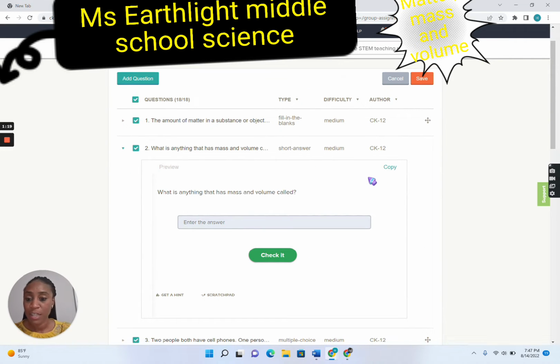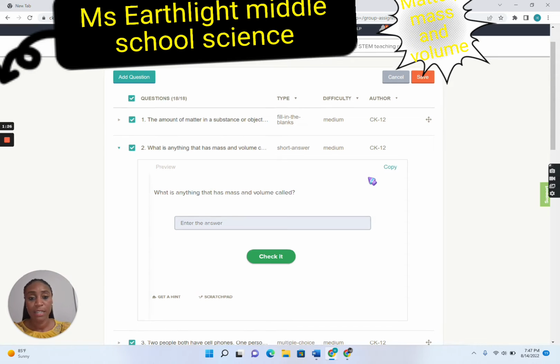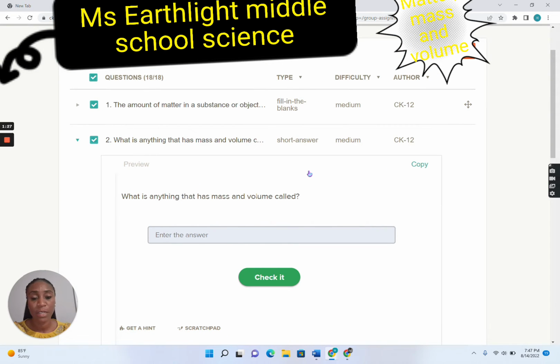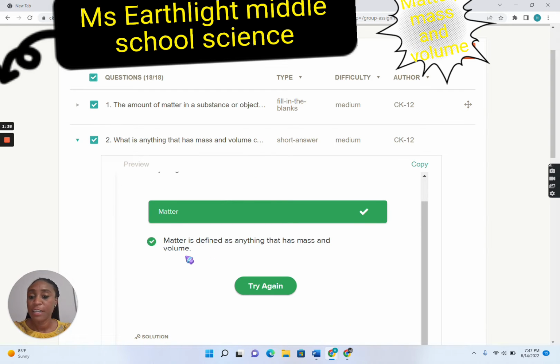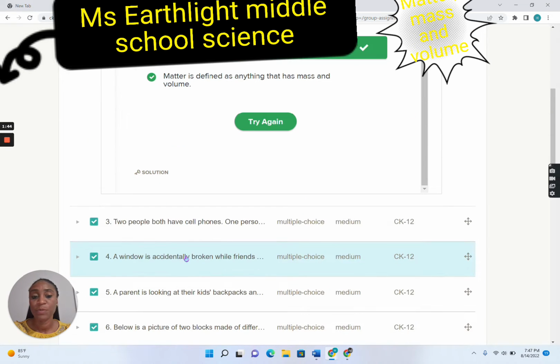All right, the next question is a short answer. It says, what is anything that has mass and volume called? And this is what we've been looking at. Anything that has a mass and volume is called matter. Let's check that. And that's correct. Matter is defined as anything that has mass and volume. Let's move on to question number 3.